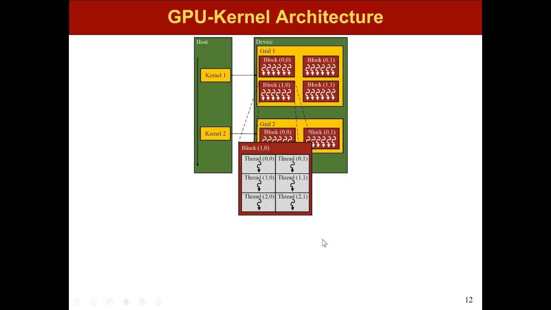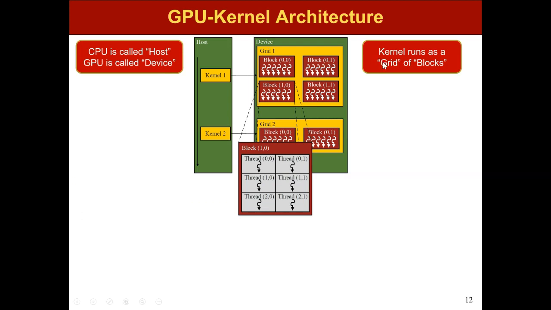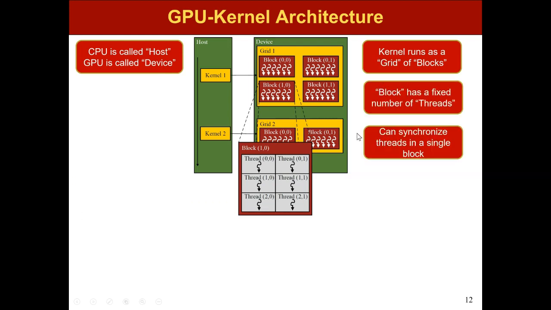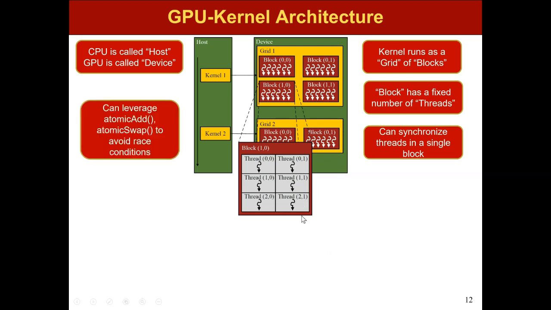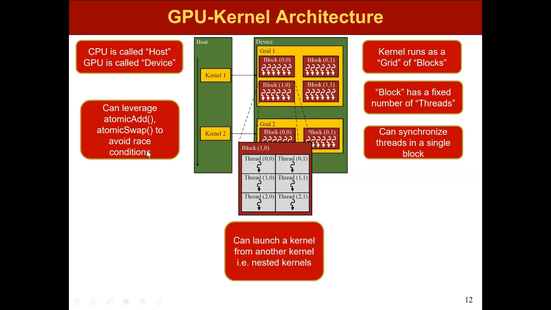Now let's understand how a GPU kernel gets executed. We call the CPU the host and the GPU the device. The host code calls the GPU kernels whenever required. A kernel executes as a grid of blocks. A block has a fixed number of threads, and we can synchronize the threads of a single block. It also supports atomic instructions to avoid race conditions. And lastly, it also provides the facility of nested kernels, where we can launch a kernel from another kernel.